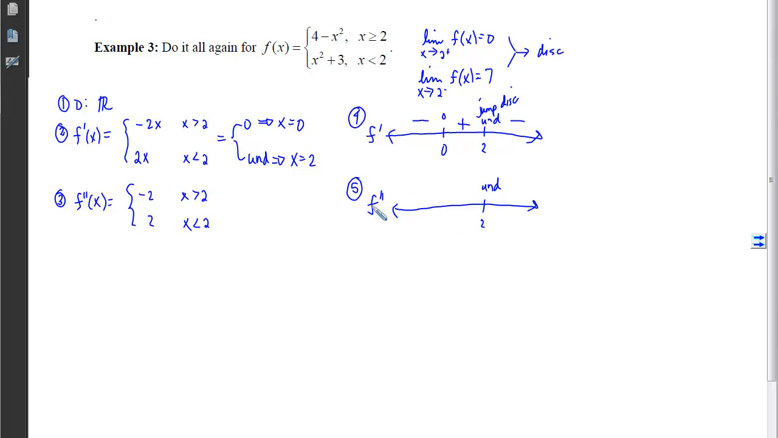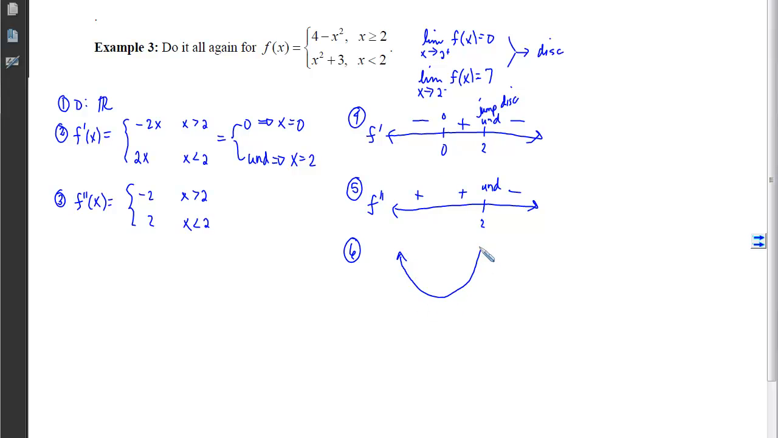For f double prime, prior to 2, my output is 2, which is a positive number. And after 2, my output on f double prime is negative. So step 6 is to now put this information together in a picture. And because I have this jump discontinuity, I have to think about where the branches are in relation to each other. We can see to the left of 2 that I'm going to fall and then rise, and I'm going to be smiling the whole time. So I'm going to get a picture that looks something like this.